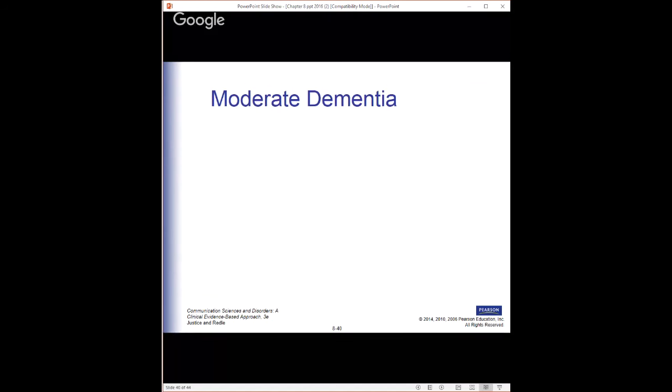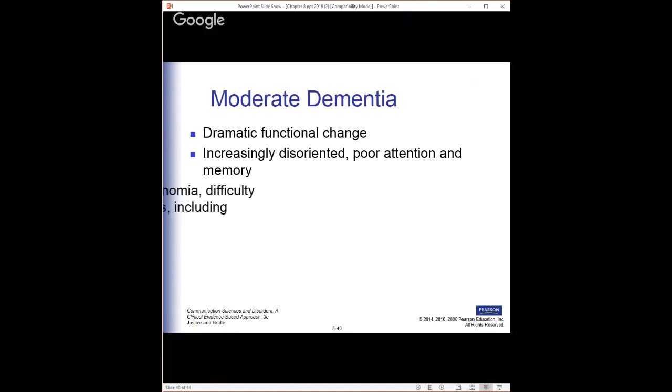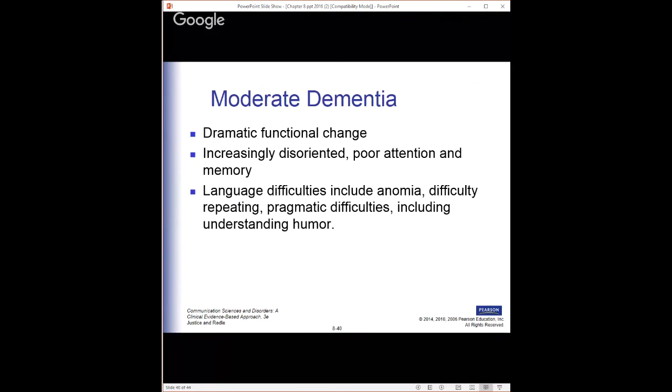And then the next level of severity is moderate dementia. There will be dramatic functional change in the person, increasingly disoriented, poor attention, and memory problems. Language difficulties will include anomia, difficulty repeating, pragmatic difficulties, including understanding of humor. Motor skills will still be adequate, but restlessness and roaming are likely.